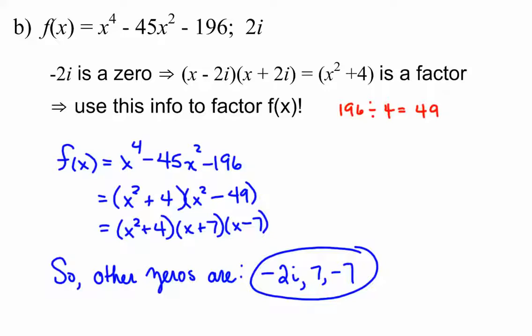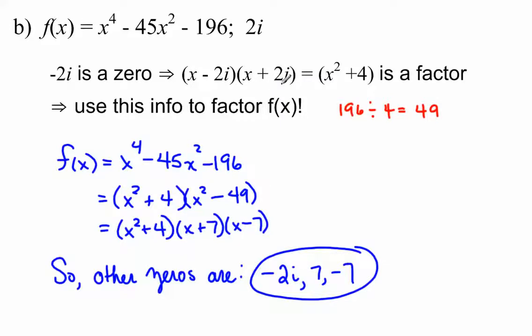I have x to the fourth minus 45x squared minus 196, and we're told that 2i is a zero. Okay, well, let's think back to something that we know about imaginary zeros. If I have an imaginary zero, they always come in conjugate pairs. So if 2i is a zero, then negative 2i is a zero. So now I've got two zeros, which means I have two factors, x minus 2i and x minus the negative, which makes it x plus 2i.